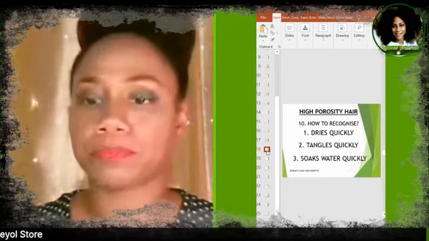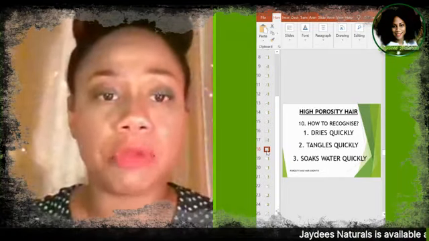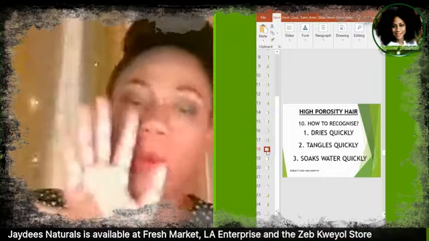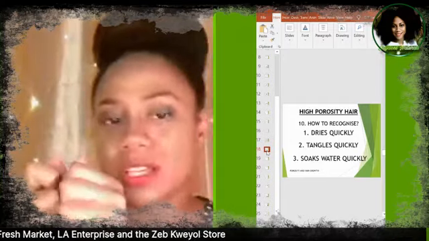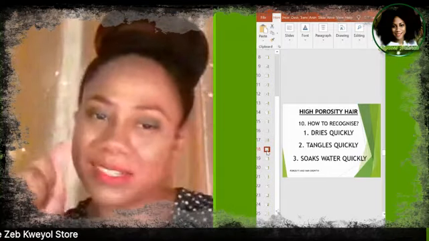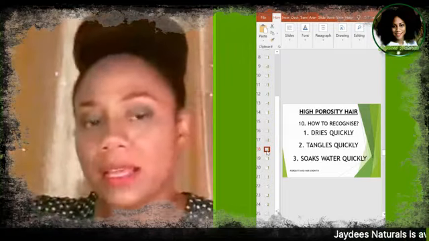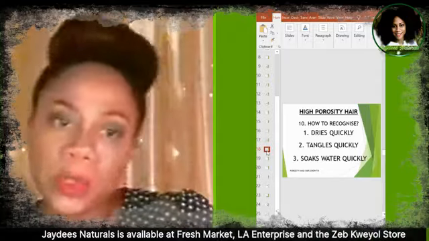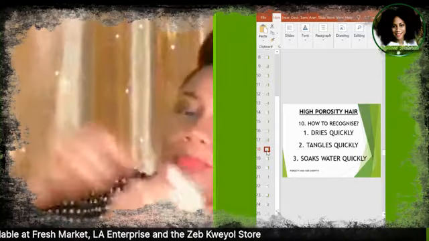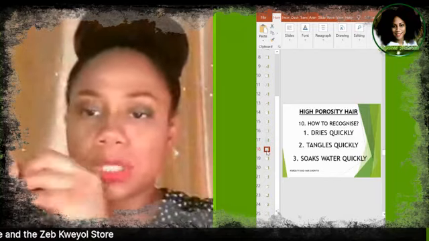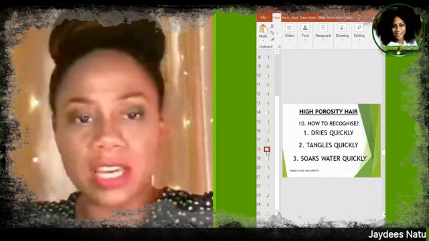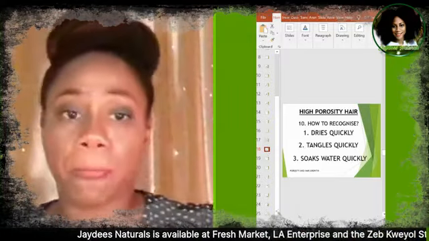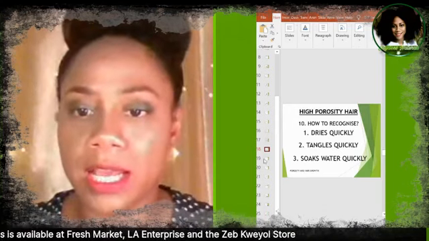Okay. Number two, it tangles really quickly. And why is that? Because the cuticles are raised, you have more interaction with other hair strands. You find that you have to be pulling apart hair strands. You can't comb it from the roots to the ends in one sweep pass. They all tangle together because the cuticles are raised, and they rub on each other and tangle up. So that's another sign.